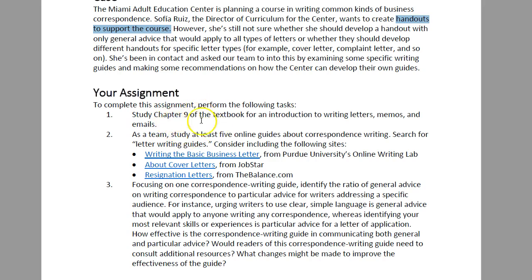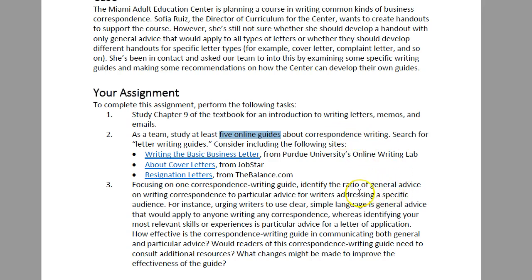Go ahead and look at the textbook again, carefully read chapter 9, make sure that you're getting as much as you can out of that, but then also go out and look at a few of these different writing guides that you can find online. I gave you links to 3, but I'd like you to go ahead and look up at least 5 different guides. So at least 2 more in addition to these 3. You can obviously go well beyond that if you want to.